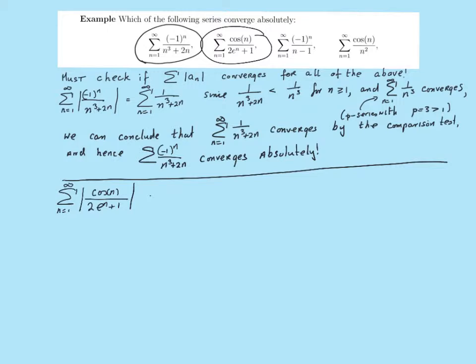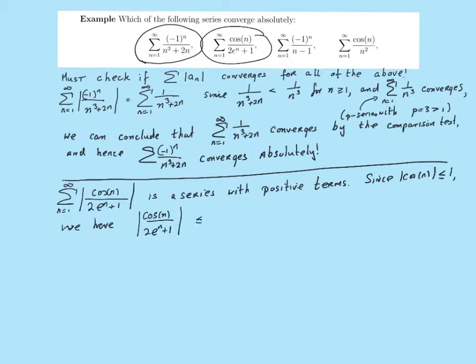Obviously, the sum of the absolute values of the terms of the series is a series with positive terms, so we can apply the comparison test to see if it converges. Since the absolute value of cosine n is always less than or equal to 1, we have the absolute value of cosine n over 2 times e to the n plus 1 is going to be less than or equal to 1 over 2 times e to the n plus 1, and since 2 times e to the n plus 1 is greater than or equal to e to the n, this in turn is less than or equal to 1 over e to the n.